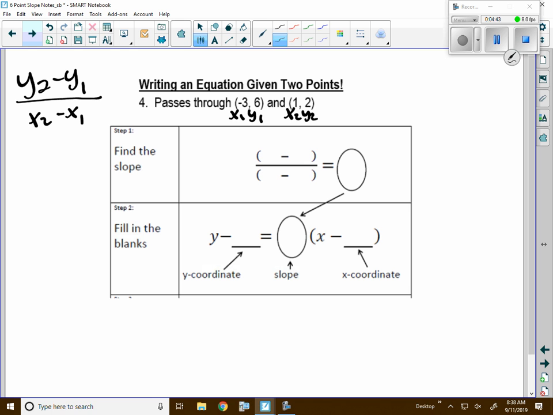So we're going to just plug those in. y2 minus y1 would be 2 minus 6. And then x2 minus x1 would be 1 minus -3. What's going to happen in that denominator? It's an addition, right? I'm subtracting a negative. So here I would get negative 4 over 4, which is negative 1.